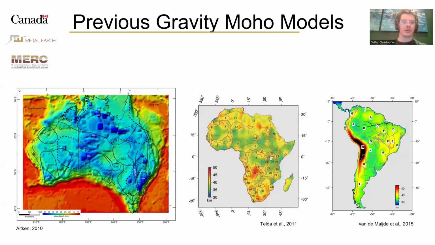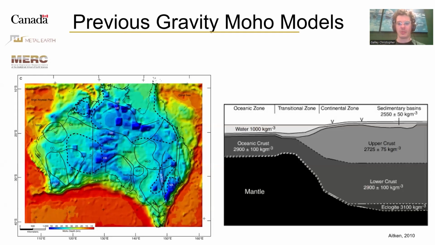This is a little bit of background. This sort of Moho modeling certainly isn't new, but the resolution is where we're pushing things. So here are some examples, such as Australia, Africa, South America, where some large regional Moho models have been produced and have been successful, compared to seismic models.